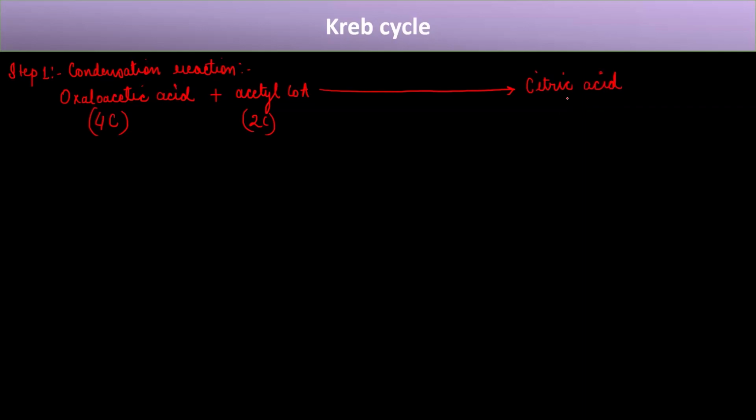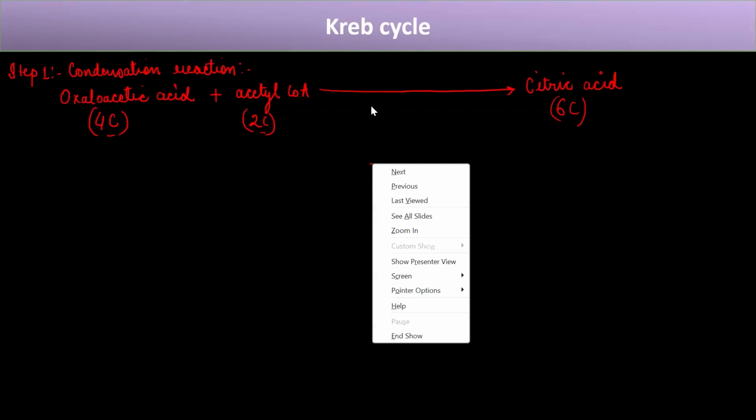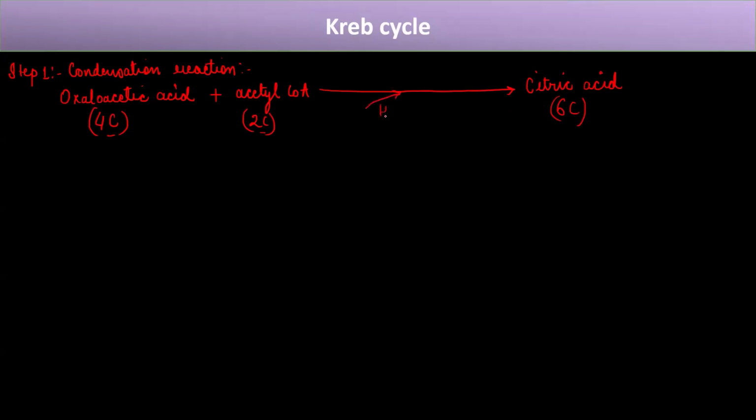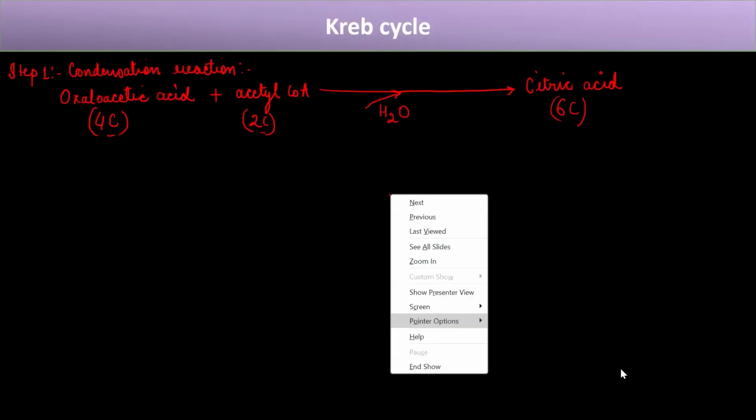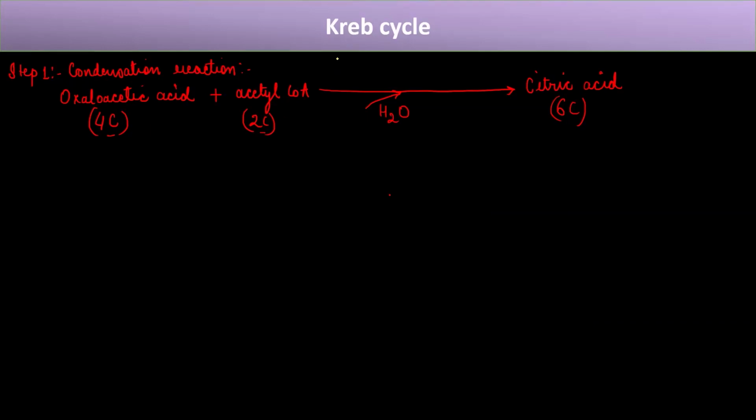Now this citric acid is of how many carbons? It is of 6 carbon. So this 4 carbon and this 2 carbon combine to form the 6 carbon molecule. Now it utilizes something, it utilizes a water molecule. So this condensation reaction utilizes a water molecule to form this. And what is the enzyme that catalyzes this reaction? The enzyme is known as citrate synthase.